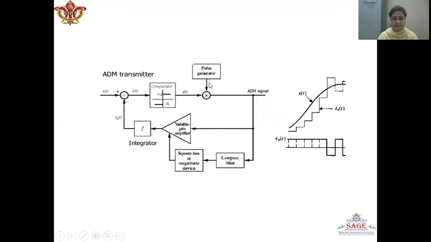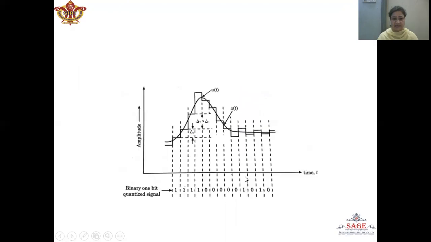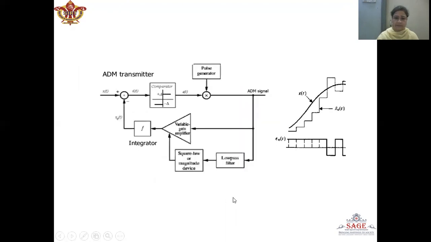Now this is the ADM transmitter, which is given in detail. We have the message signal x(t). Then we have the quantized signal xq(t). Here the two samples are compared and the error signal d(t) is generated. So here we can see that d(t) will be given to the 1-bit quantizer. We will generate a quantized output.